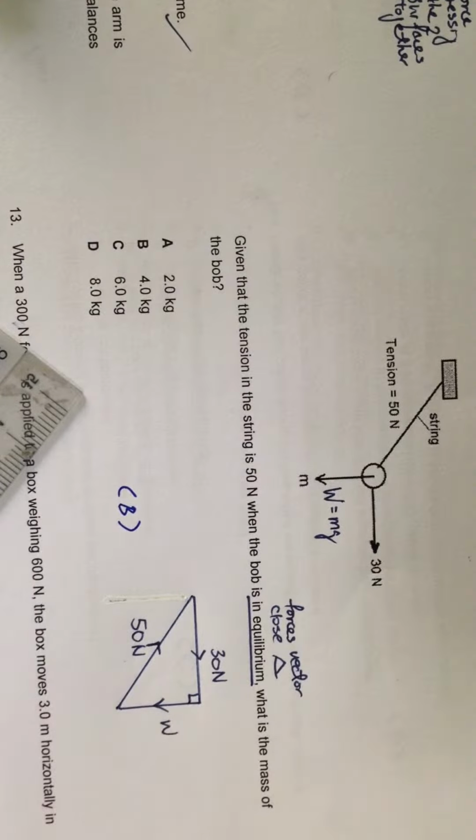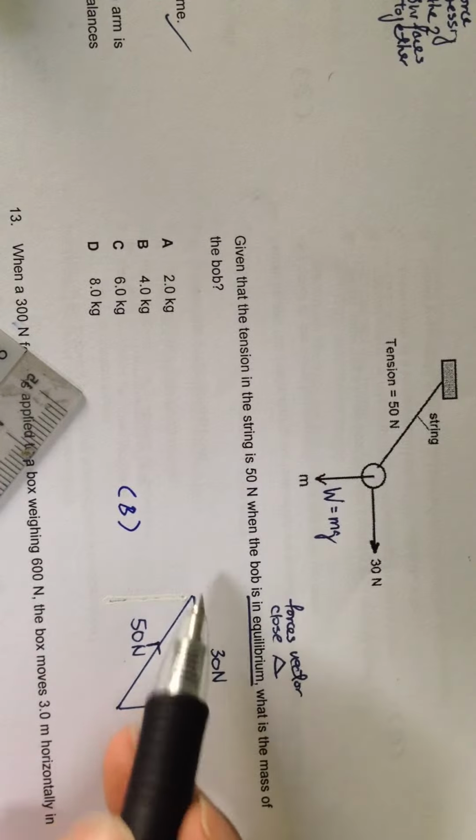And you know that this tension is 50 Newton. So this one is a right angle triangle, right? So what can you see? You want to find the weight, right? So isn't this a right angle triangle? Using Pythagoras theorem, you find that W is actually equal to 40 Newton.